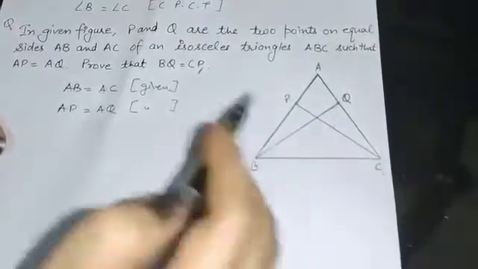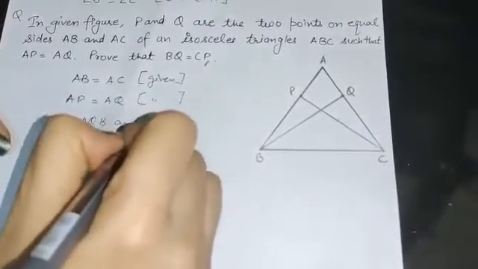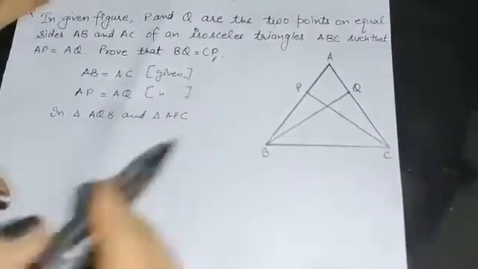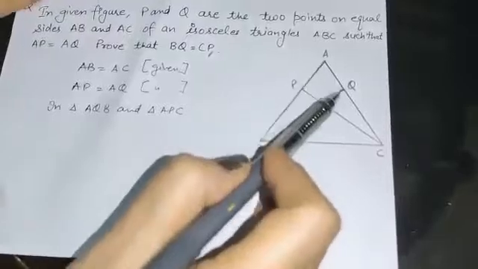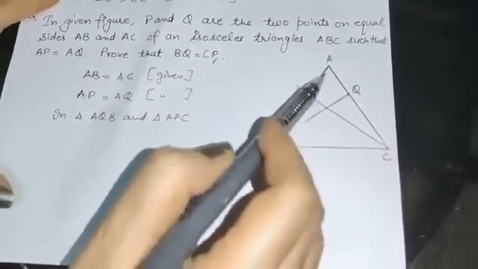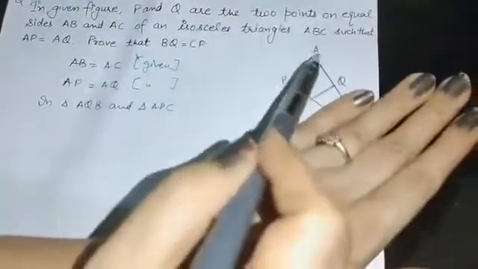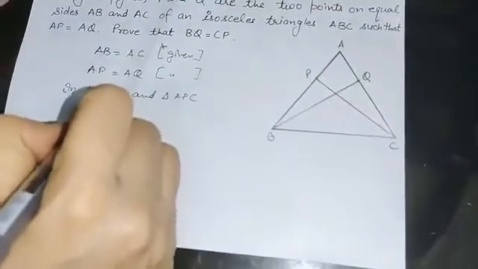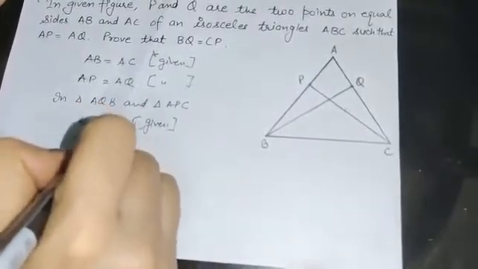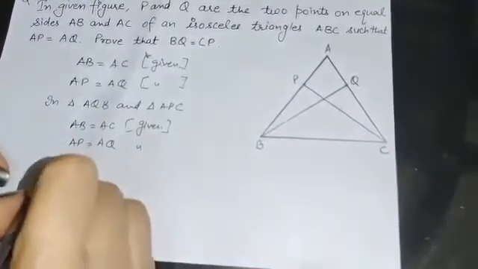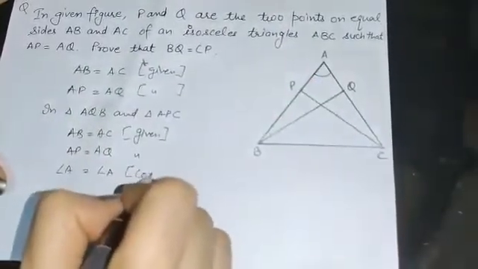So we are taking these two triangles, triangle AQB and triangle APC. Now in these triangles, AB and AC are sides, as well as AQ and AP. Look at this triangle I am taking here, only AC and AP, and in this triangle AB and AQ. So AB is equal to AC, that is given to us. AP is equal to AQ, that is also given to us. And angle A is equal to angle A, because angle A is the common angle for these two triangles.